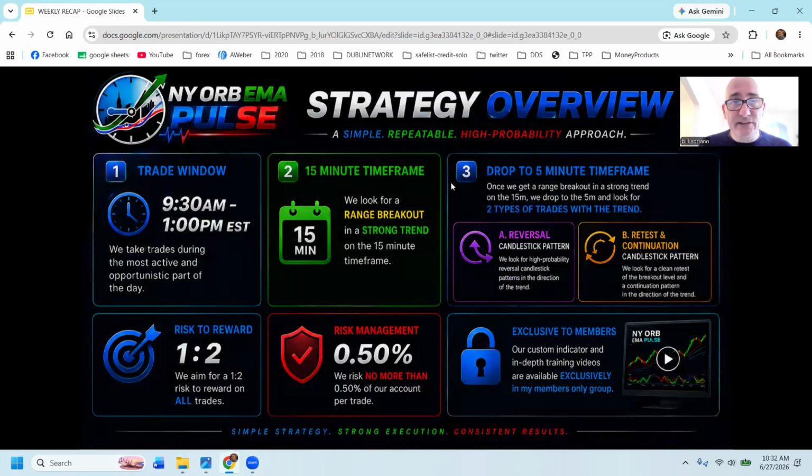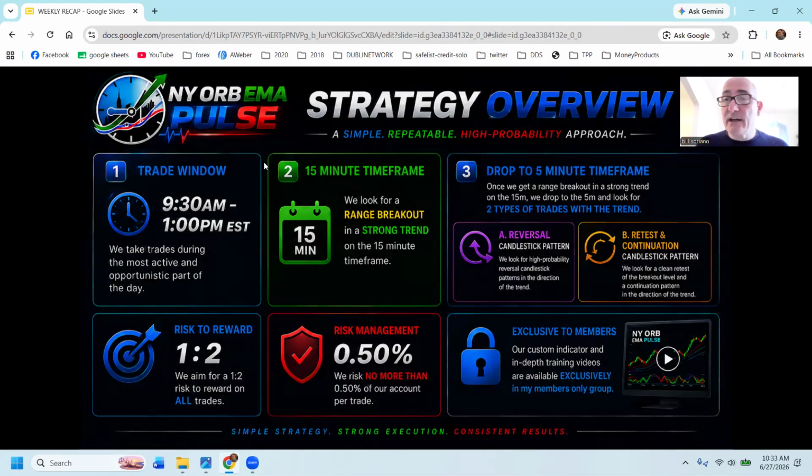So let's get to the strategy. This is an overview of the strategy using my indicator. The trading window is from 9:30 a.m. to 1 p.m. Eastern time. We first look at the 15-minute time frame. We look for a range breakout in a strong trend on that 15-minute time frame. And that strong trend needs to be confirmed on both the 15 and the 5, right?